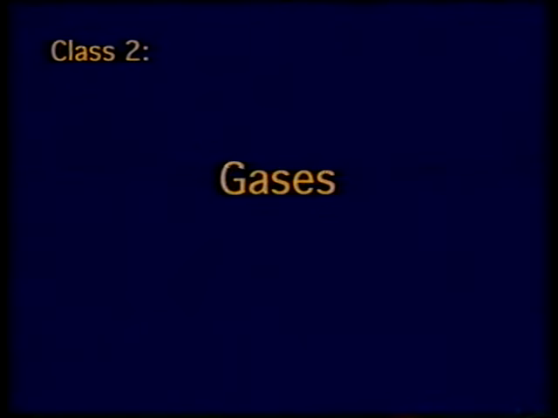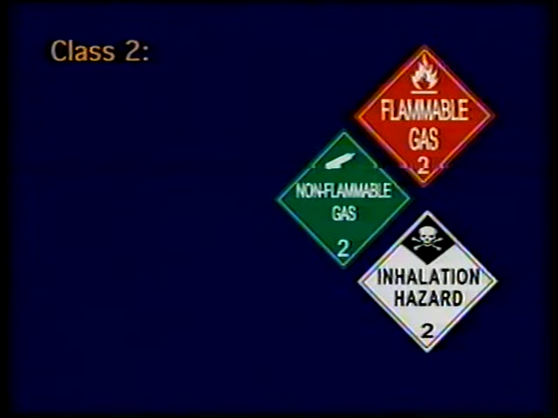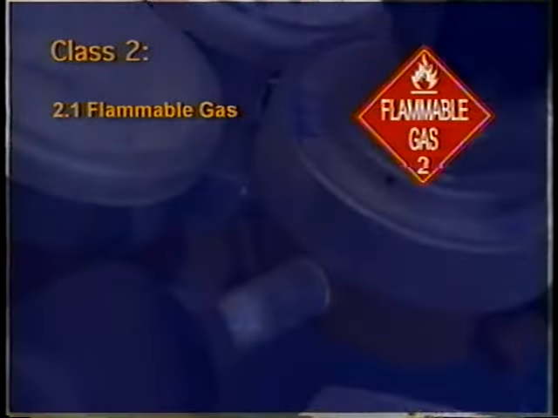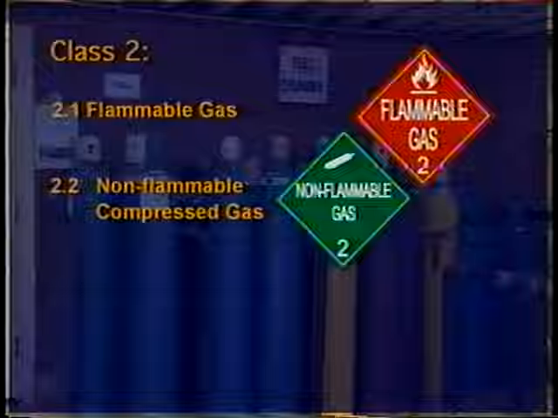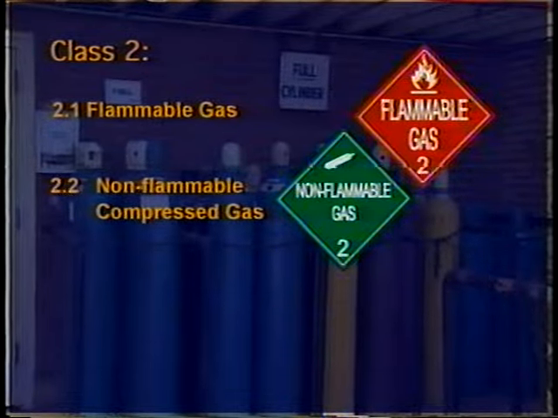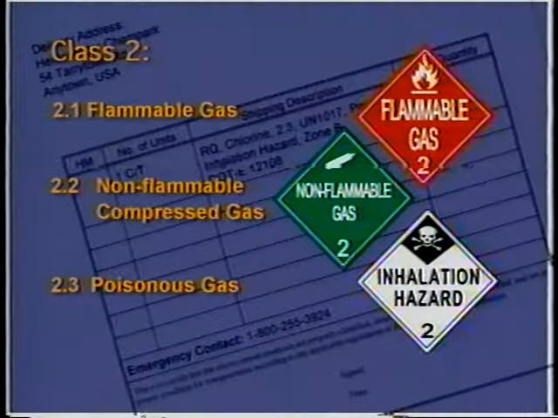Class 2, gases. Class 2 is broken down into 3 divisions. Division 2.1 is flammable gas, such as acetylene. Division 2.2 is non-flammable compressed gas, such as nitrogen. Division 2.3 is poisonous gas, such as chlorine.